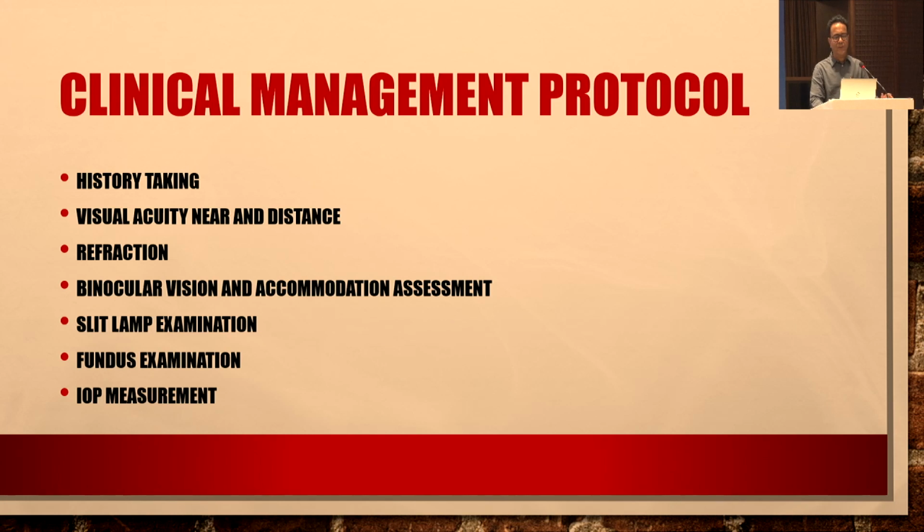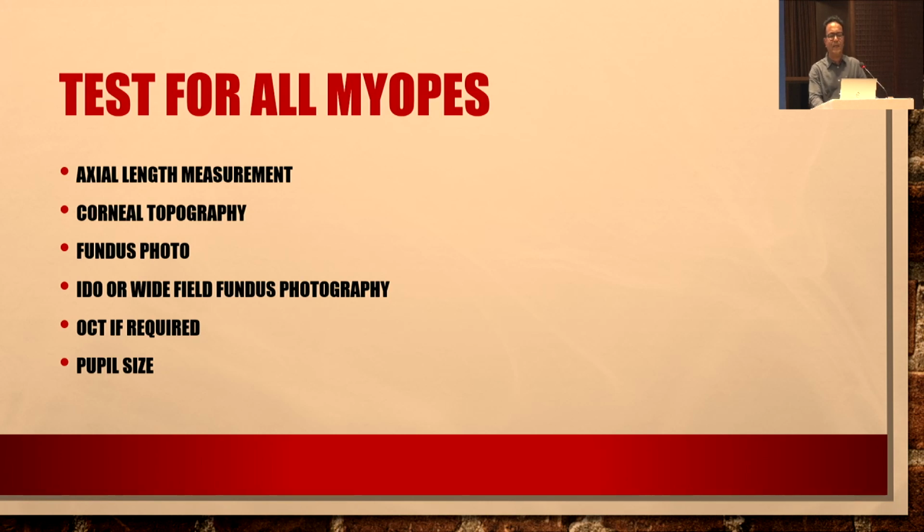For a good myopia management practice, you should have some protocol for the myopia patient, like good history taking, visual acuity and near distance vision measurement, refraction, binocular vision and accommodation assessment, slit lamp examination, fundus examination, and IOP measurement too. Measuring axial length every 6 to 12 months is recommended. It's worth considering retinal photography, wide field retinal photography, and OCT as baseline or screening. We should perform topography on indication and when fitting orthokeratology, as mentioned by Dr. Chavan.